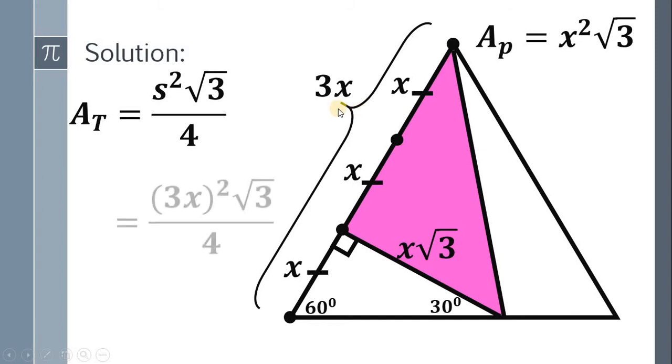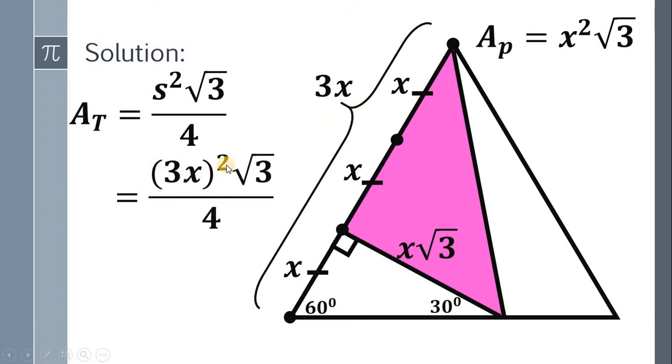Now substitute the value of x. We have 3x raised to 2 multiplied by the square root of 3 all over 4. Simplify and we get the area of this equilateral triangle equal to 9x squared multiplied by the square root of 3 all over 4.